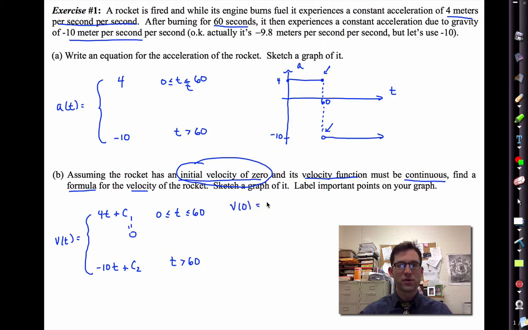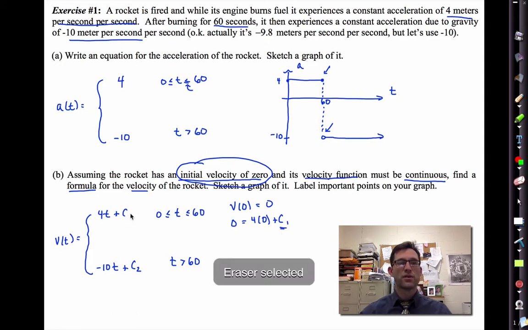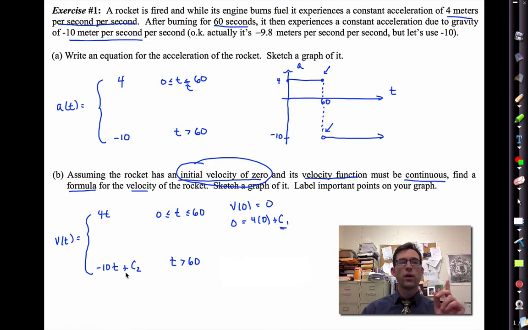You could say, well, V of 0 is 0, so you could put the 0 in for V, put 0 in for T, but then what you're going to find is that C1 is 0. So just like we did in the last lesson, I'm just going to erase that. It's gone.